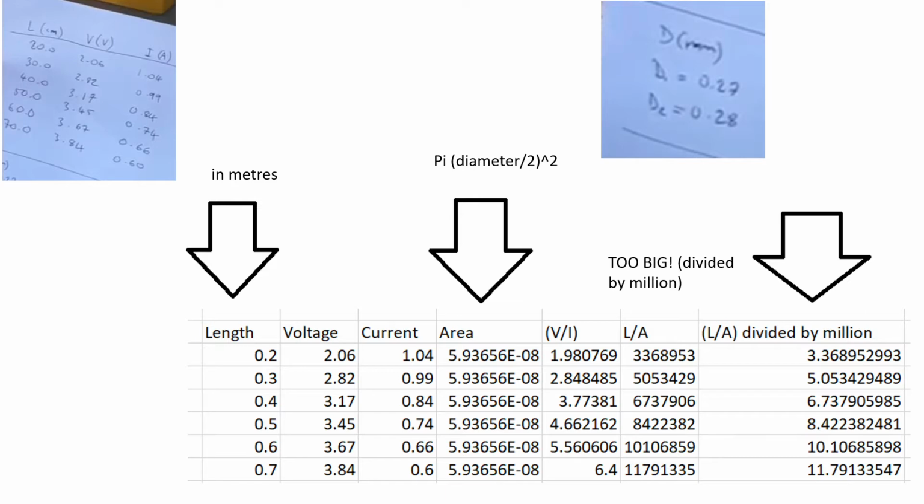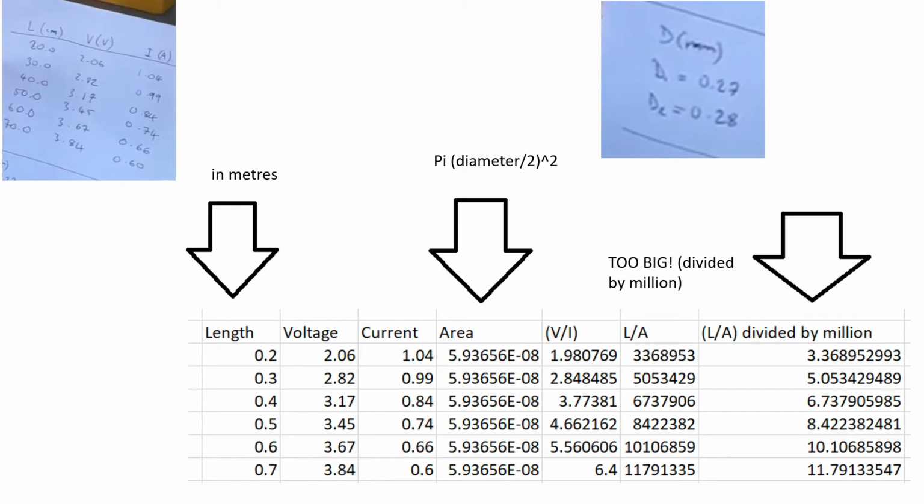And then for the column where it says V divided by I, I did the voltage divided by current. So I used equals voltage divided by current in that cell. And then for length divided by area, I did the cell for the length divided by the cell for the area.